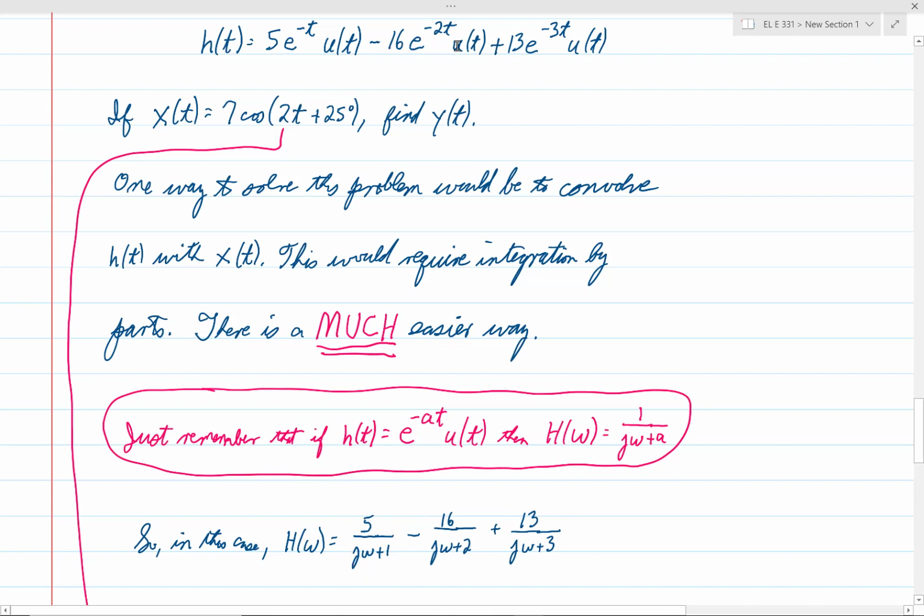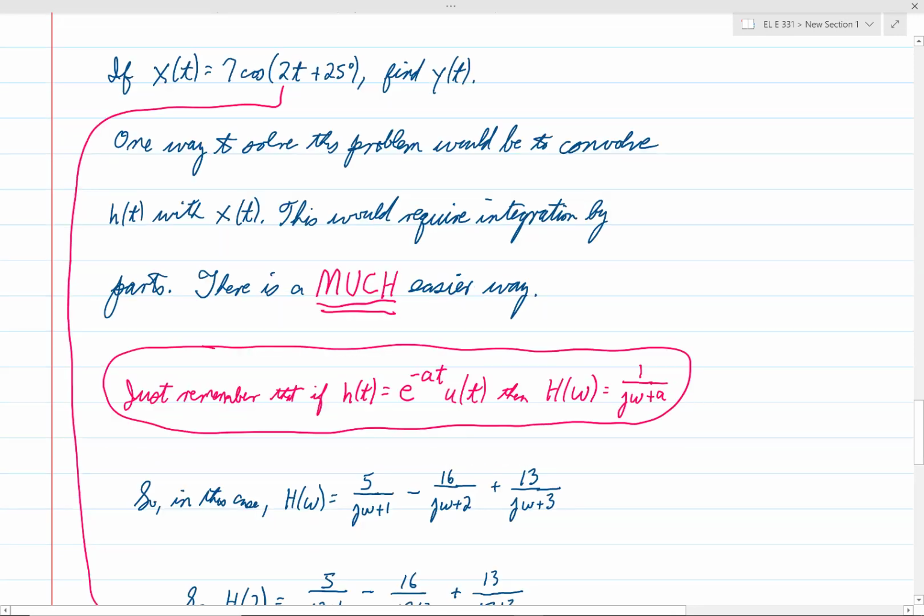Minus 16 e to the minus 2t u of t gives us minus 16 over j omega plus 2. And 13 e to the minus 3t u of t gives us 13 over j omega plus 3. And again, the coefficients give us the numerators, and the exponent of e helps us to determine the denominator. So this is the expression for the frequency response for this problem.